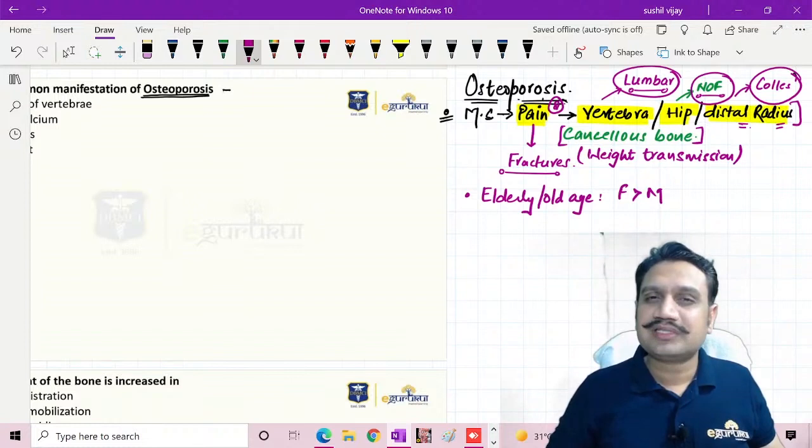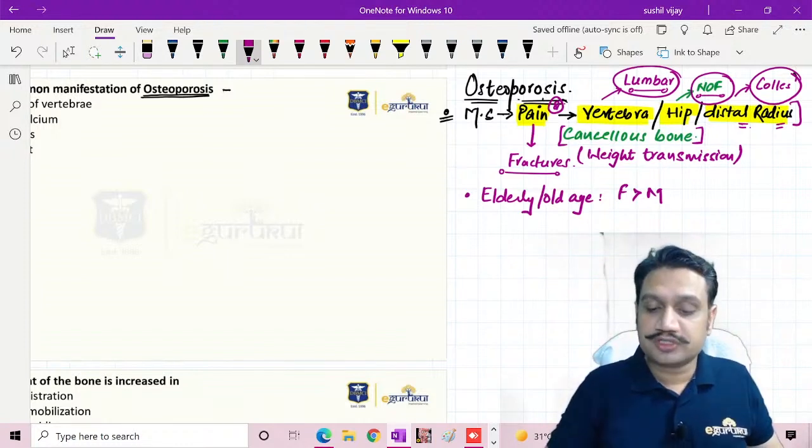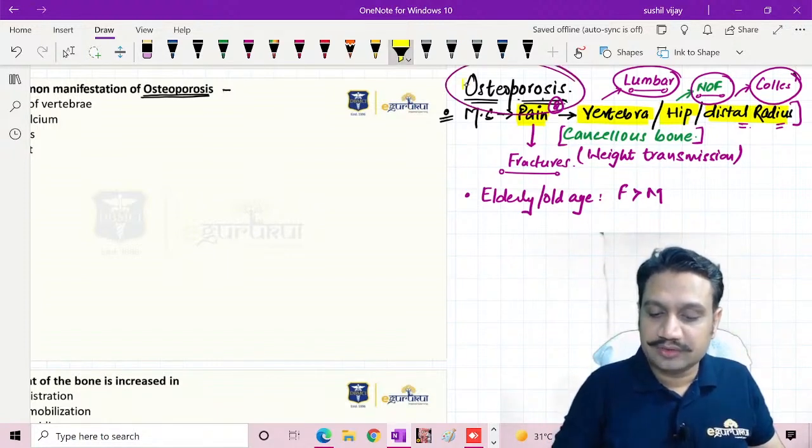Pain can be because of simple trauma with a negligible amount of injury. The patient starts getting fractures. That is the reason why osteoporosis patients get injuries, right? So this is about osteoporosis.